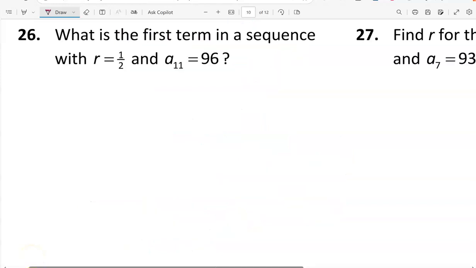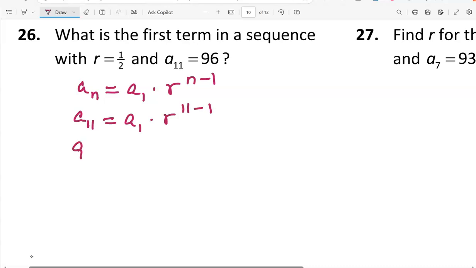In 26, we are looking for the first term, and we're given the 11th term and the common ratio. So for any geometric sequence, the nth term is equal to the first term times the common ratio raised to the n minus 1. Since we're talking about the 11th term, I'm going to replace all of my n's with 11. So now a sub 11, the 11th term, is 96. A sub 1, the first term, is not known. R is 1/2, and 11 minus 1 is 10.